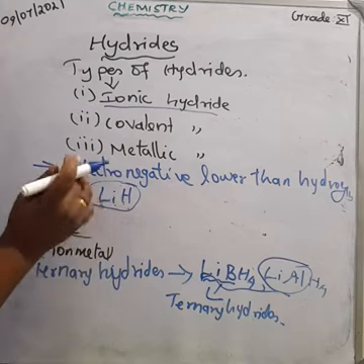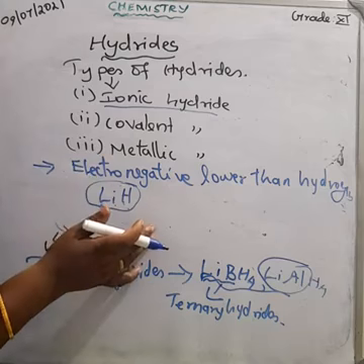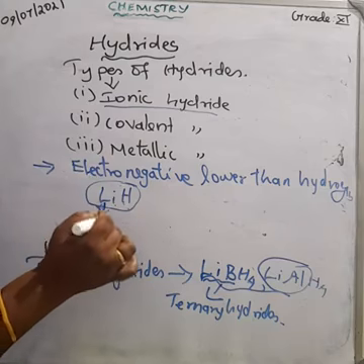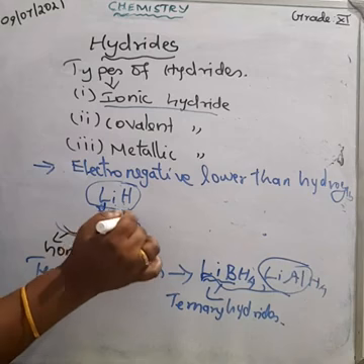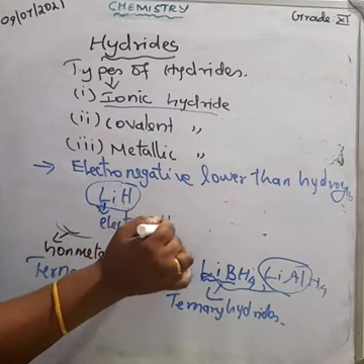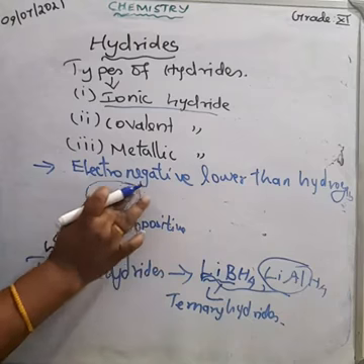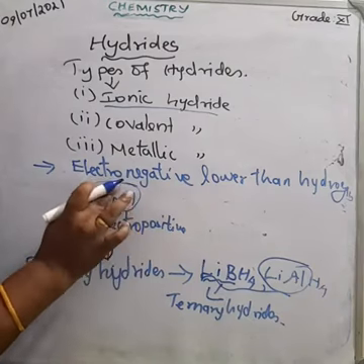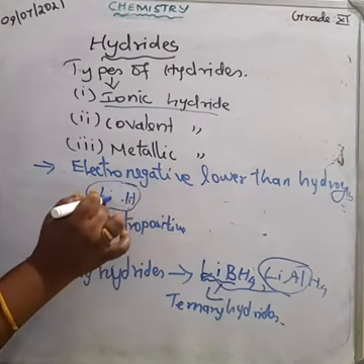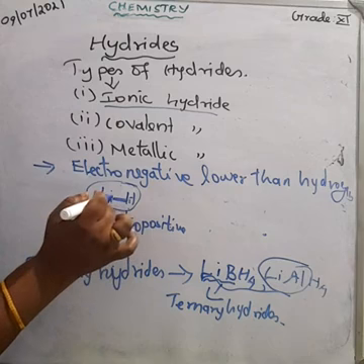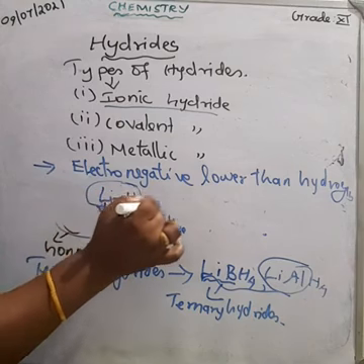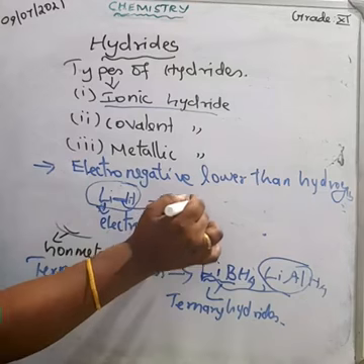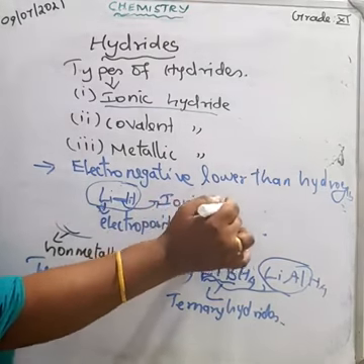It always loses an electron to become a positive ion. So because of the lower electronegativity, the bonding between lithium and hydrogen is an ionic bond. This is the ionic hydride, because the bond that takes place between lithium and hydrogen is the ionic bond. So this compound is called an ionic hydride.